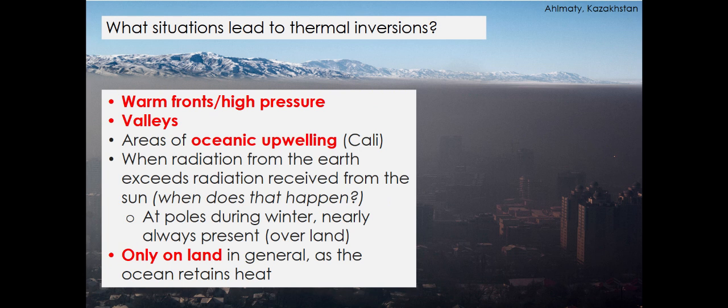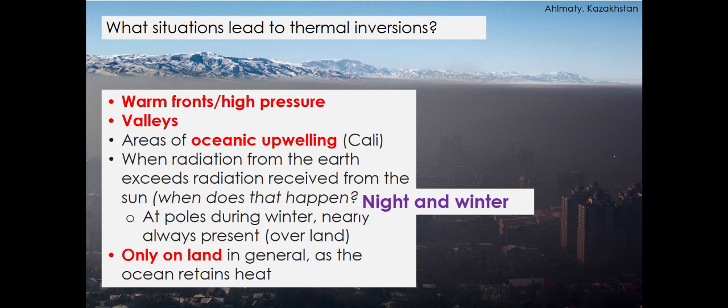Thermal inversions occur more often at night because the Earth's surface is rapidly losing heat after sunset and it's cooling that air. Basically the air cannot keep up with how fast it is cooling down. They're also more common in winter because the radiation from the Earth exceeds radiation received from the sun.